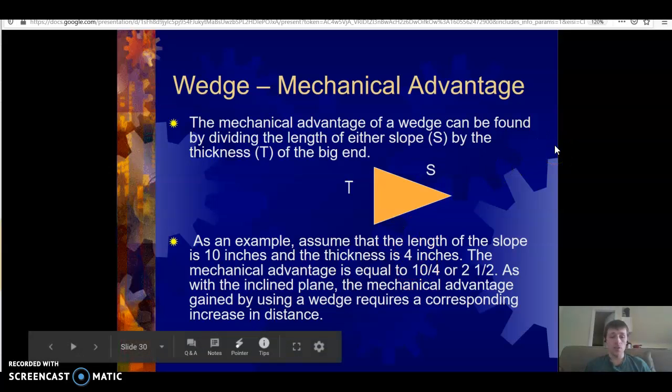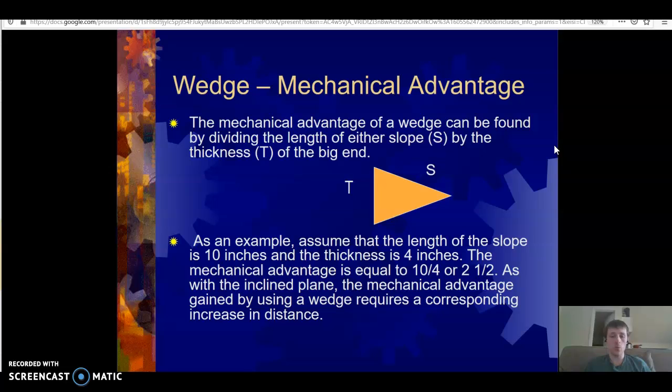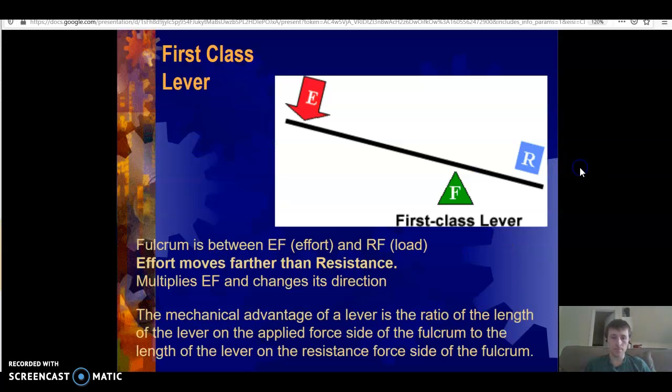The mechanical advantage gained by using the wedge requires a corresponding increase in distance. So keep in mind, none of this is free. Every time you use one of these machines, you're losing something, either distance or force, to gain something, either distance or force. In this particular case, you would be having to drive something a longer distance to get some kind of force advantage. Now, let's take a look at levers.